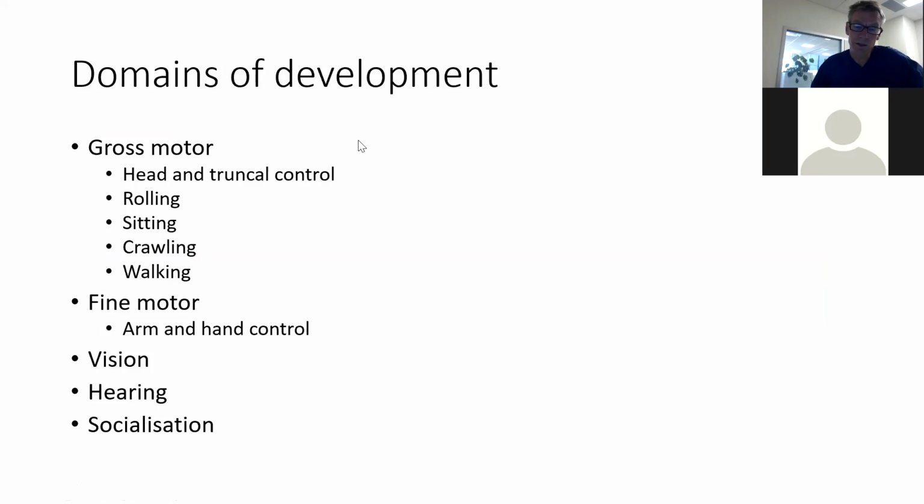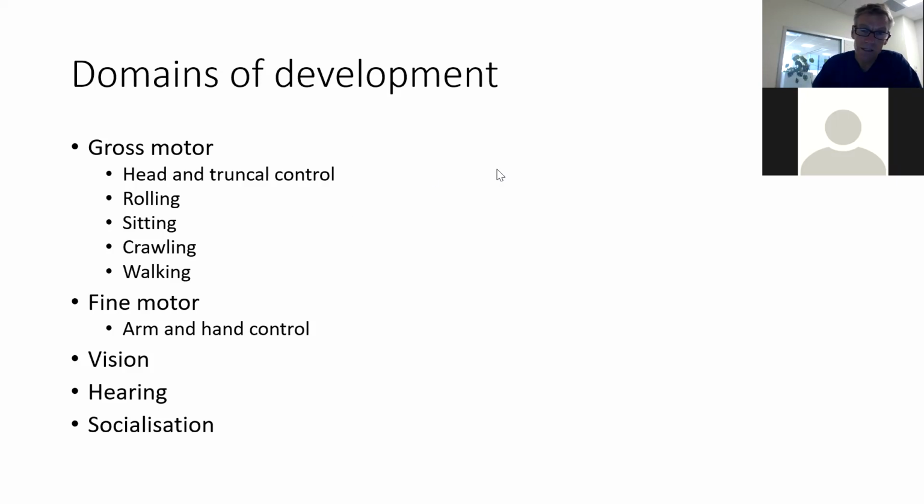I said the domains of development before, so we need to assess the gross motor function, the fine motor function, the vision and the hearing and the socialization. And when you're assessing gross motor function, then it's the head and truncal control, whether they can roll or not, whether they can sit. So babies should be rolling at about 4 months of age. They should be sitting at 6 to 9 months of age. They'll often be pulling to standing at 10 to 12 months of age. They may be walking at 12 to 14 months of age. And so we need to have an understanding of those gross motor milestones.